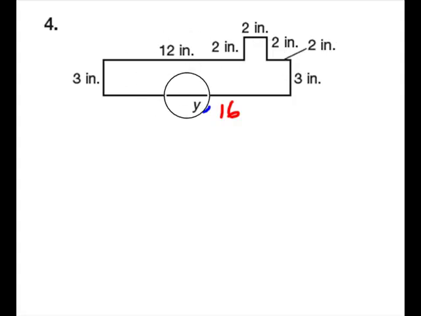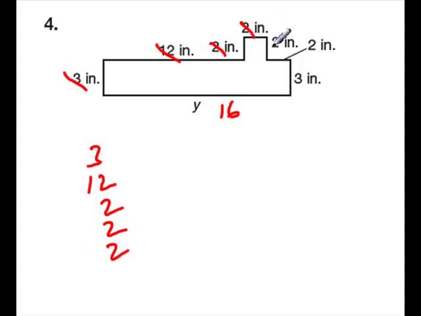Now, in order to find the perimeter, we have to add up all the sides. So you make very sure that you write them all down. So that's 3, 12, 2, especially when there's more than one number that's the same. 2, 2, 2, and 3, and don't forget 16, and then you would add all those up.